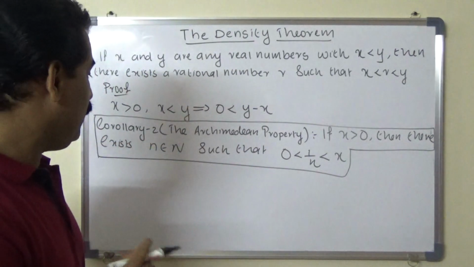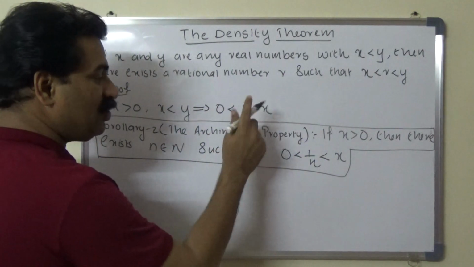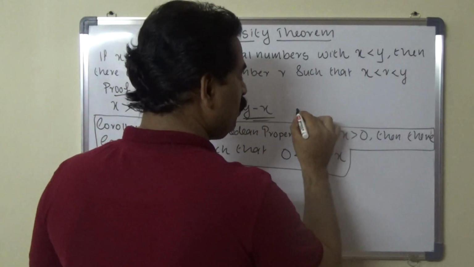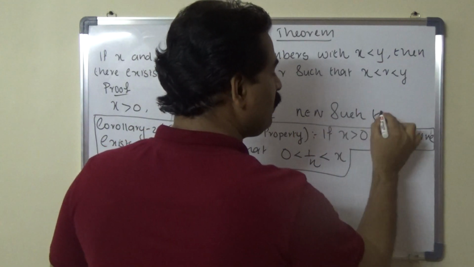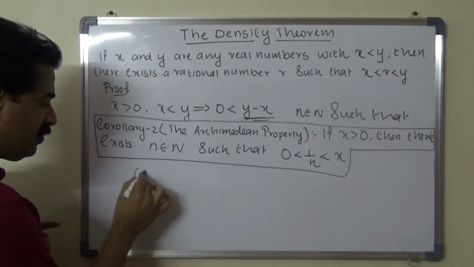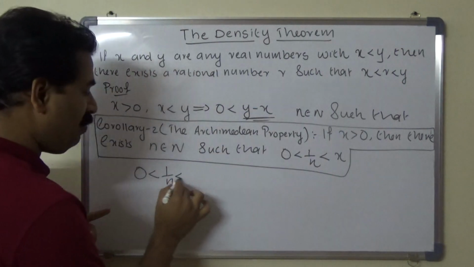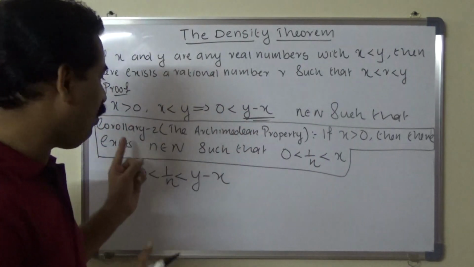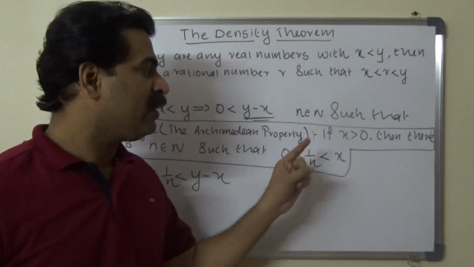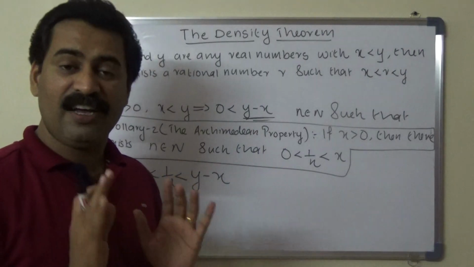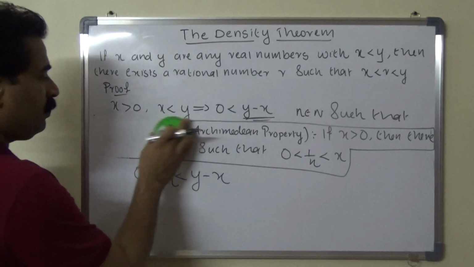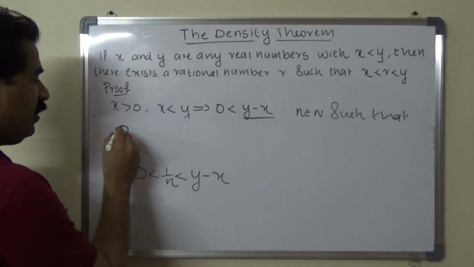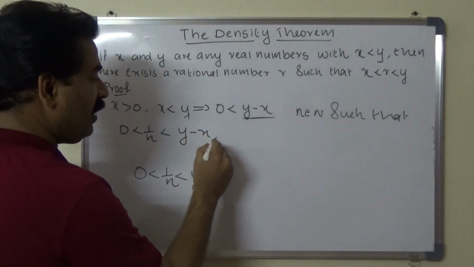Clear? So here we apply the second corollary of the Archimedean property for this positive real number y minus x. That means we can find a natural number small n such that 0 is less than 1 by n and 1 by n is less than y minus x. Clear? Once again, here y minus x is a positive real number. Then by the second corollary of the Archimedean property, we can find a natural number small n such that 0 is less than 1 by n, which is less than y minus x. Clear? Okay. So here we can write 0 is less than 1 by n, which is less than y minus x. Here n is a natural number.